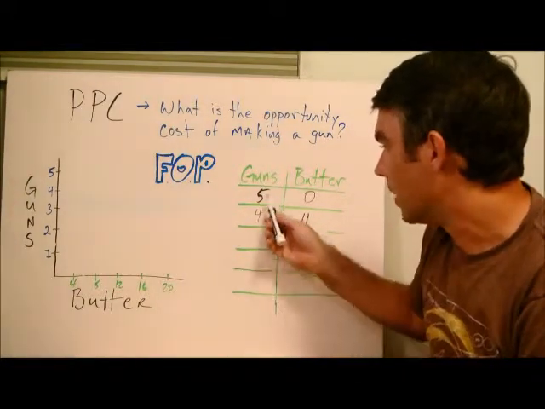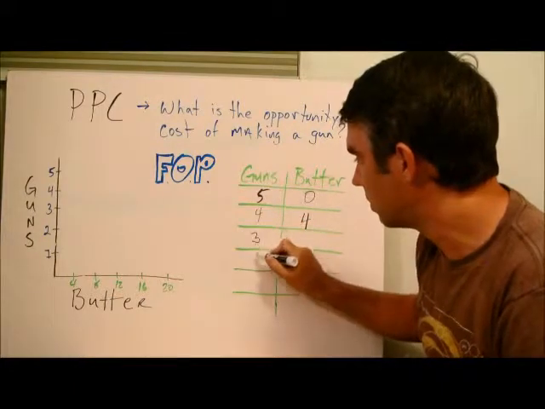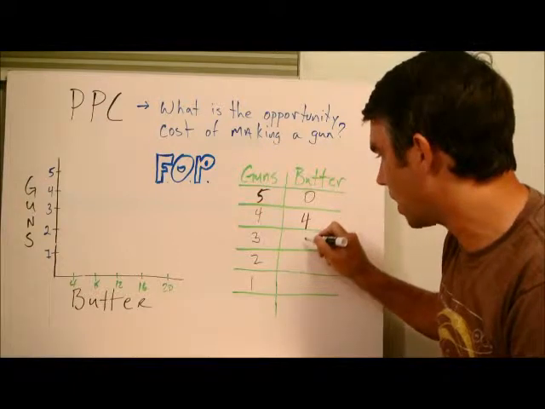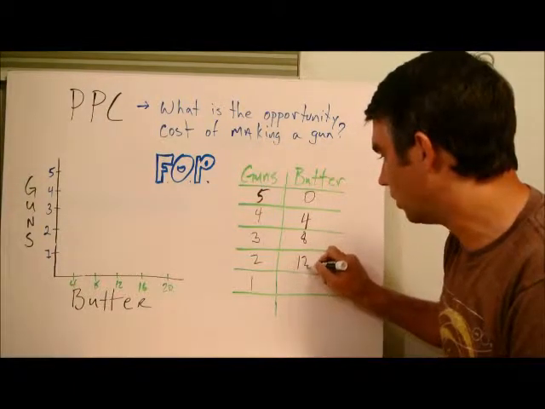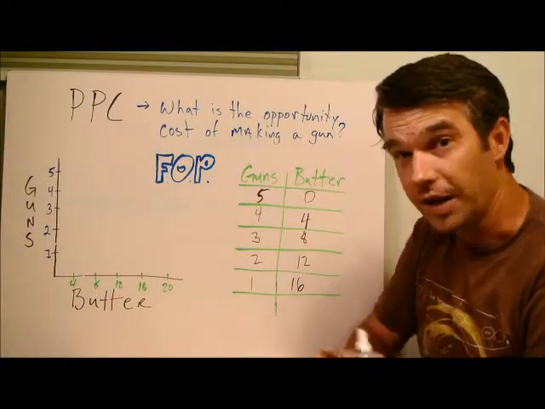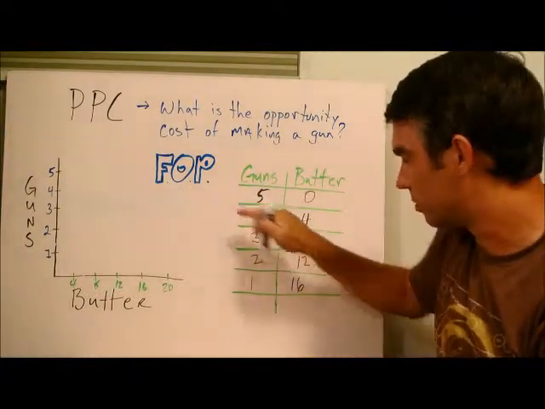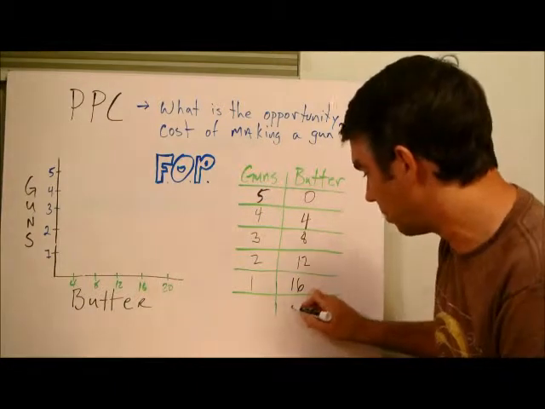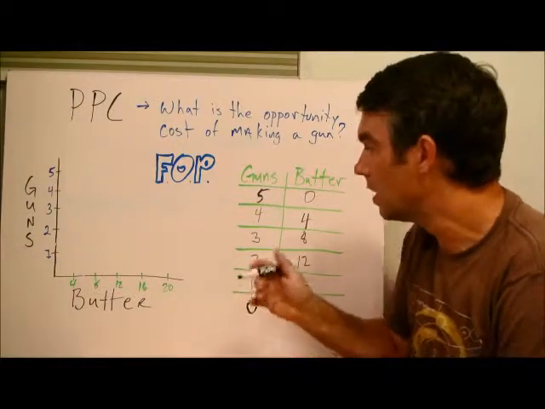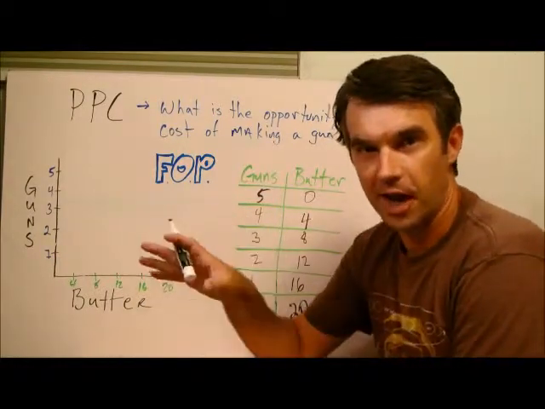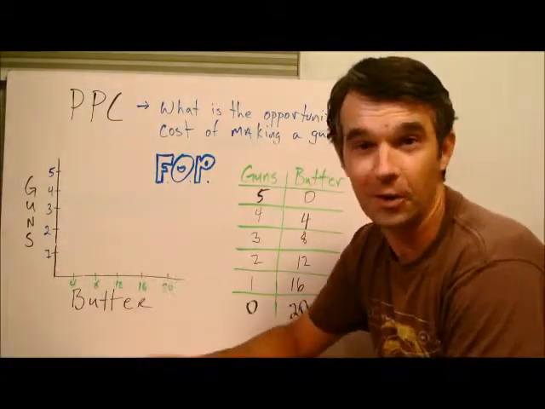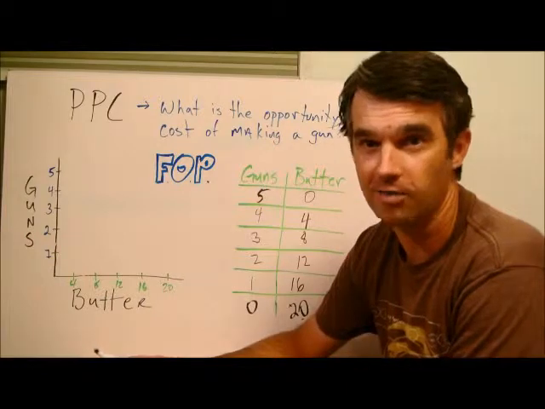As this continues to go down, as we continue to make 1 less gun, this is going to go up. So now I could make 8 and 12 and 16 butters. And if I wanted to make only butter, if I were going to take all of my factors of production and devote them to making butter, that would be 20. But then I would be making 0 guns. By the way, guns and butter is just a classic economics example. If you look in most textbooks, that's what they use. I don't know why, but I guess it's kind of funny.